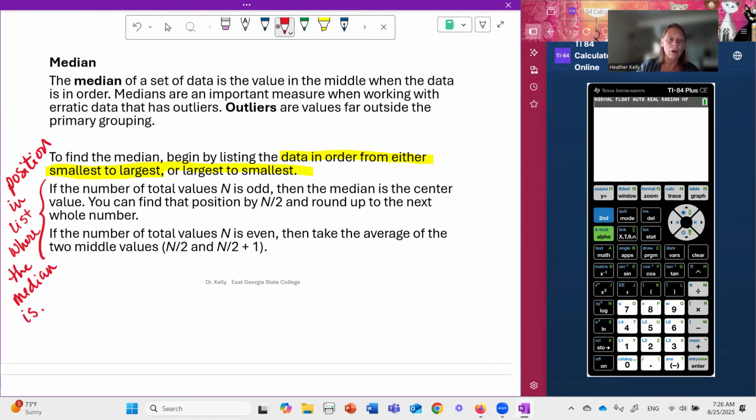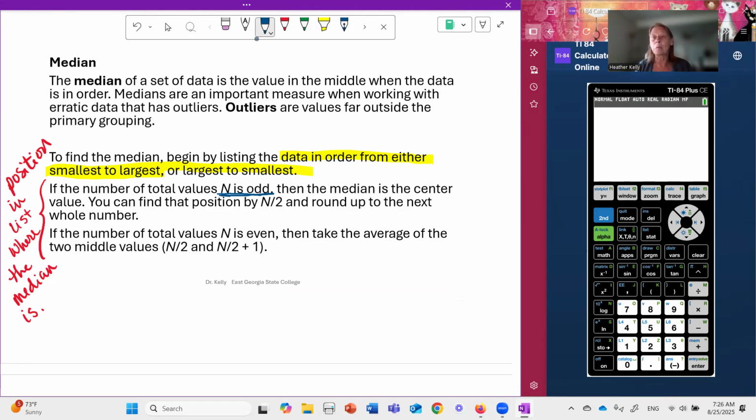Okay, so this little calculation I'm going to talk about right here doesn't give you the answer, but it tells you where in the list the answer is going to be. So let's go over the rules real quick. The rules say if the total number of data points is odd, then the median is the very center position.